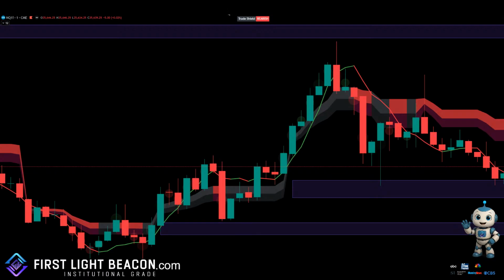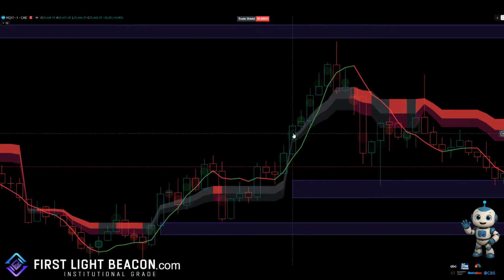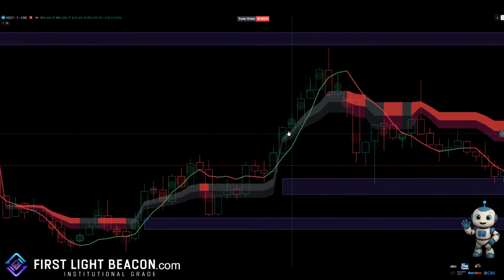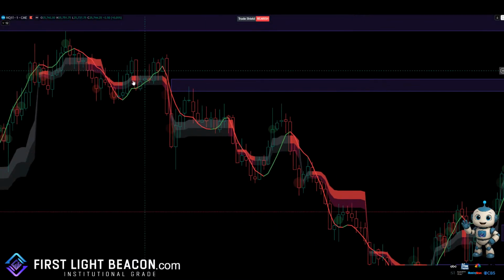Let me turn on a hollow candle. They will get bigger and keep building as the candle builds, and it's showing that there's large orders being placed in here, right? And that's what it's for. That's why it doesn't show every candle.